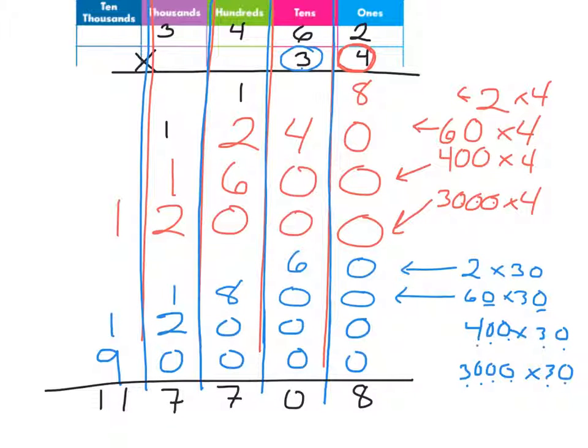So we can do it either way, either all in one go, or we can separate the 2-digit number into the tens and the ones and add them together.